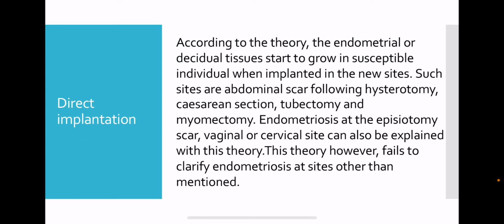Endometriosis at the episiotomy scar, vaginal or cervical site can also be explained with this theory. Again, this is also a scar, so in people who are susceptible to it, the endometrial tissue deposits and turns out to be endometriosis. This theory, however, fails to clarify endometriosis at sites other than the above mentioned. So direct implantation can justify the extra abdominal sites, but it cannot justify sites other than the episiotomy scar, hysterectomy, caesarean section, abdominal scars, myomectomy scar, vagina and cervix.